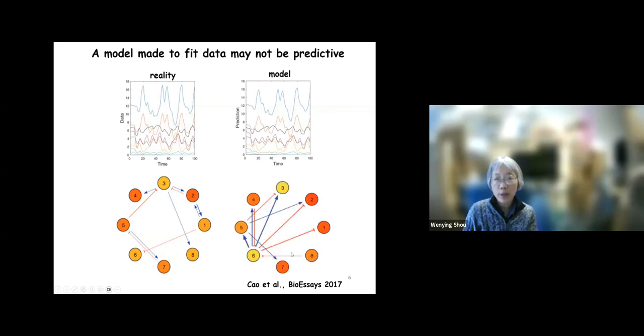So it's a very, very good fit to reality. But if you look at the interaction networks, they look very different. For example, 3 and 8 are connected here, but not there. So that illustrates the problem of not measuring parameters and just using free parameters. It can get you the wrong model, which stops being predictive, even though these free parameters can fit the data very well.